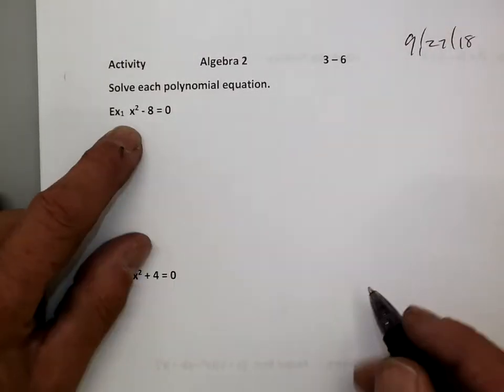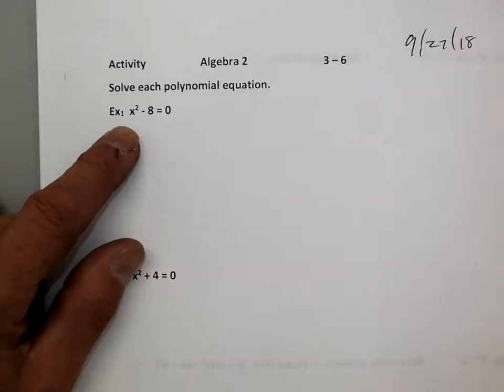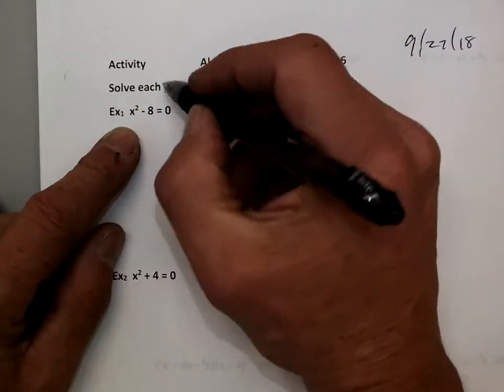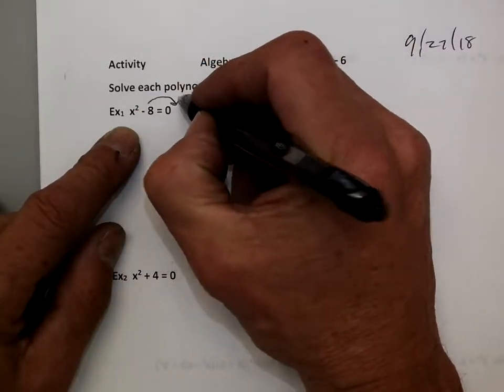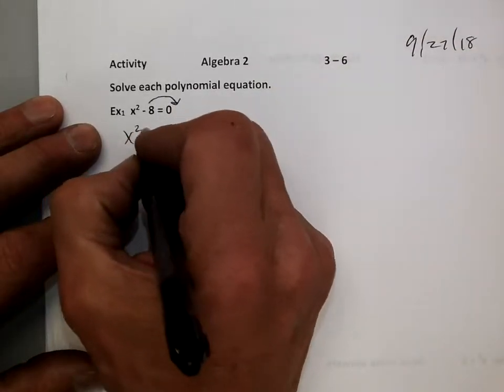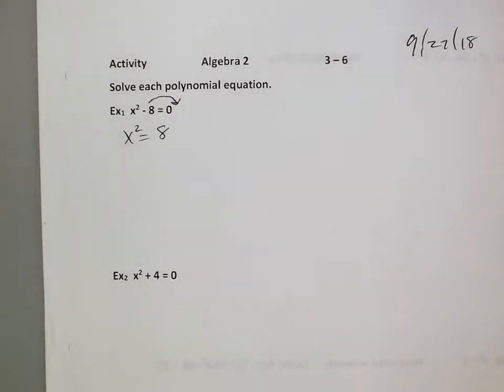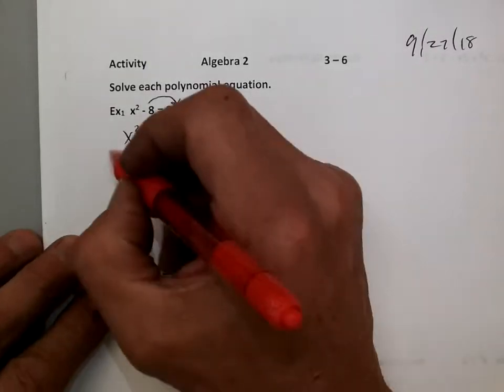and I'm going to solve. Now, example 1 won't factor because of the 8, right? So I'm just going to solve it. I'm going to bring over the 8, plus 8, right? Because it won't factor, I'm just going to solve it. I'm going to go x squared equals 8. And I'm going to take the square root of both sides. So I'll just undo the x squared by taking the square root.